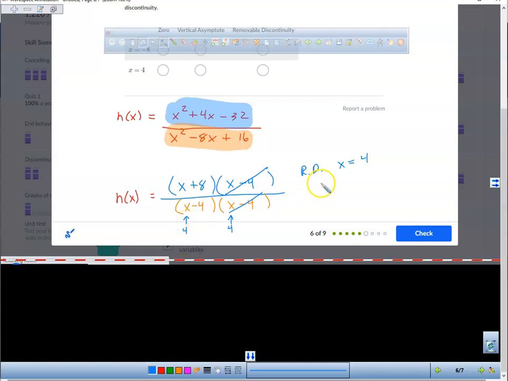But we also have what? A vertical asymptote at x equals 4. So you have to ask yourself, what's more powerful? One little hole or an asymptote full of holes? An asymptote full of holes is more powerful than one little tiny hole. So therefore, we're going to choose a vertical asymptote at x equals 4 versus one little tiny removable discontinuity.